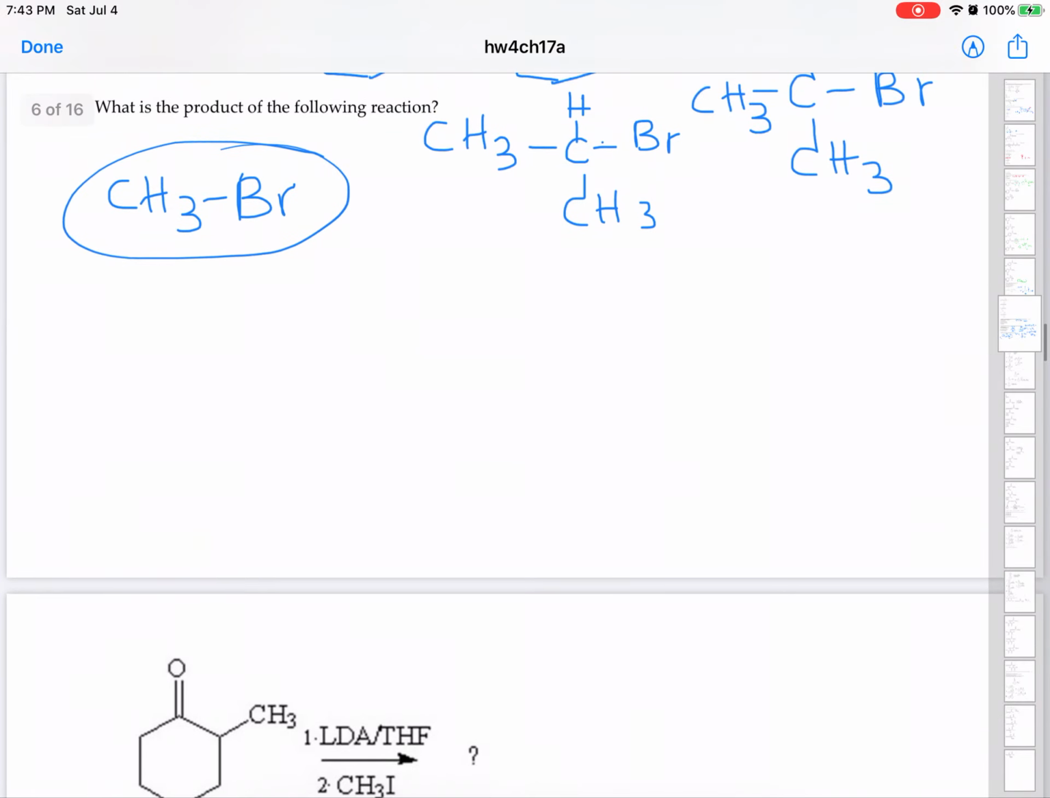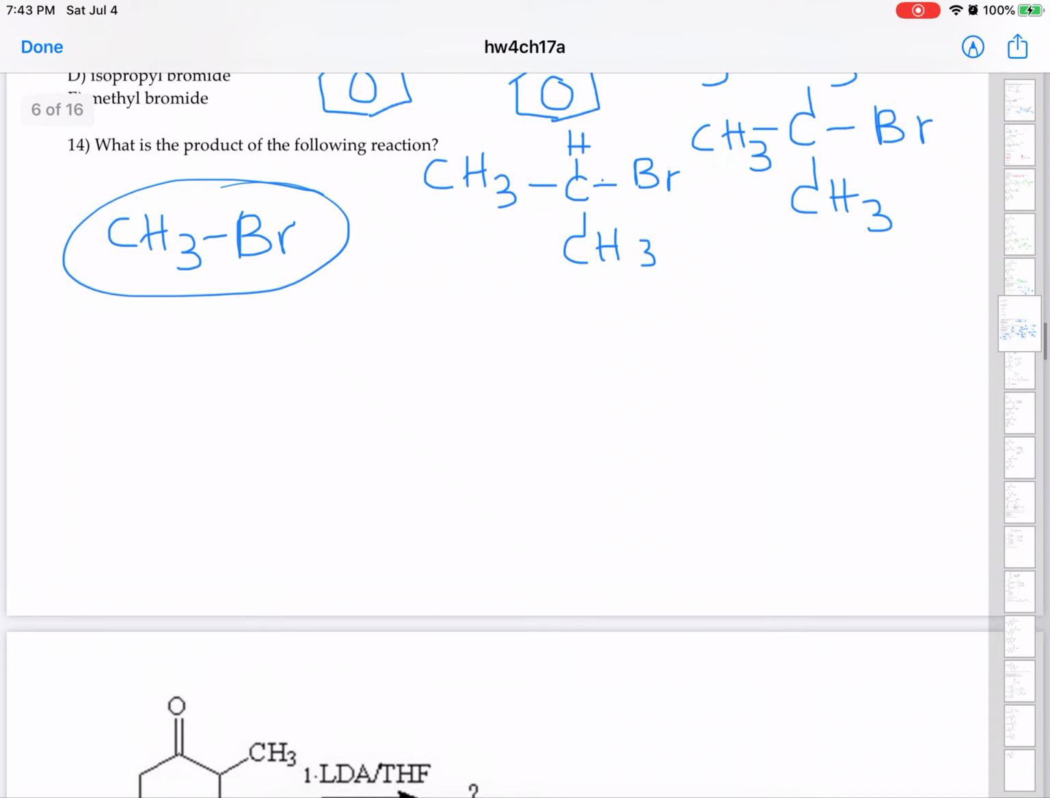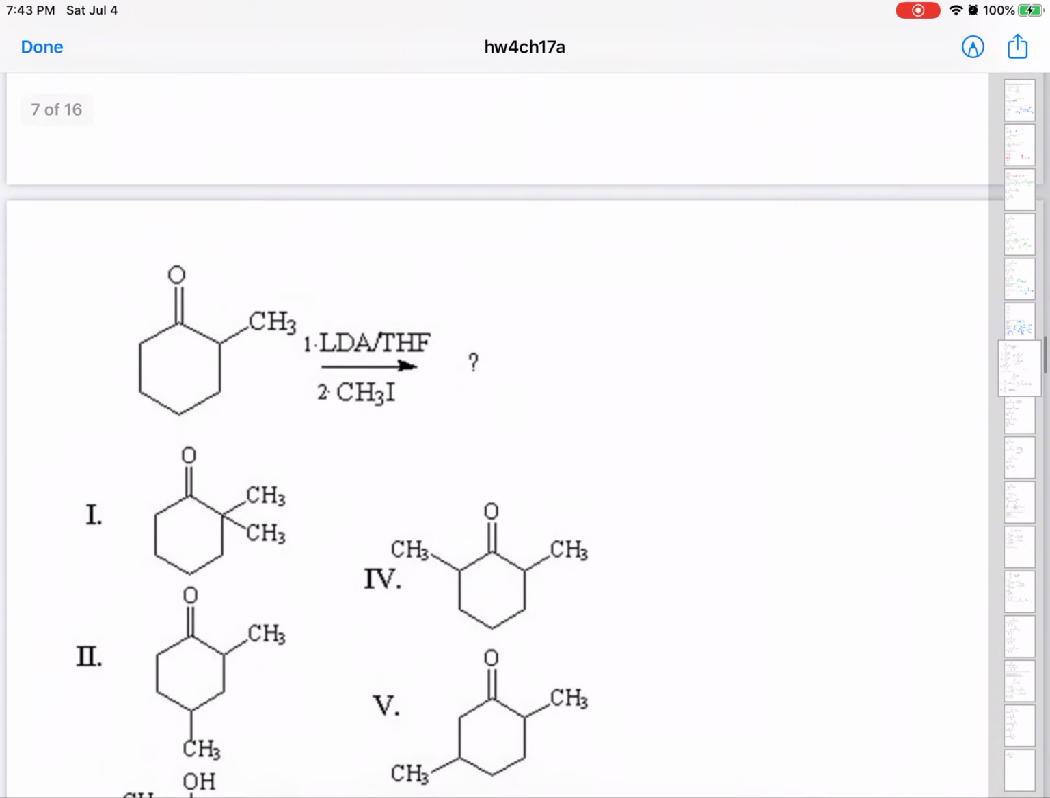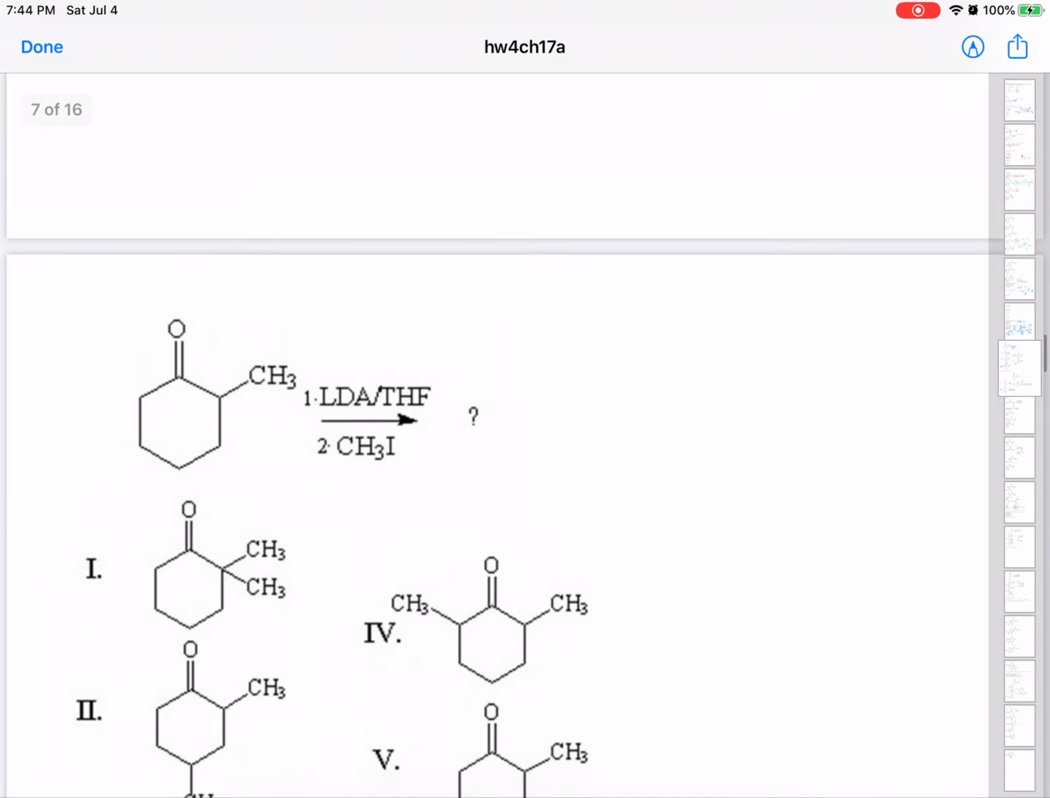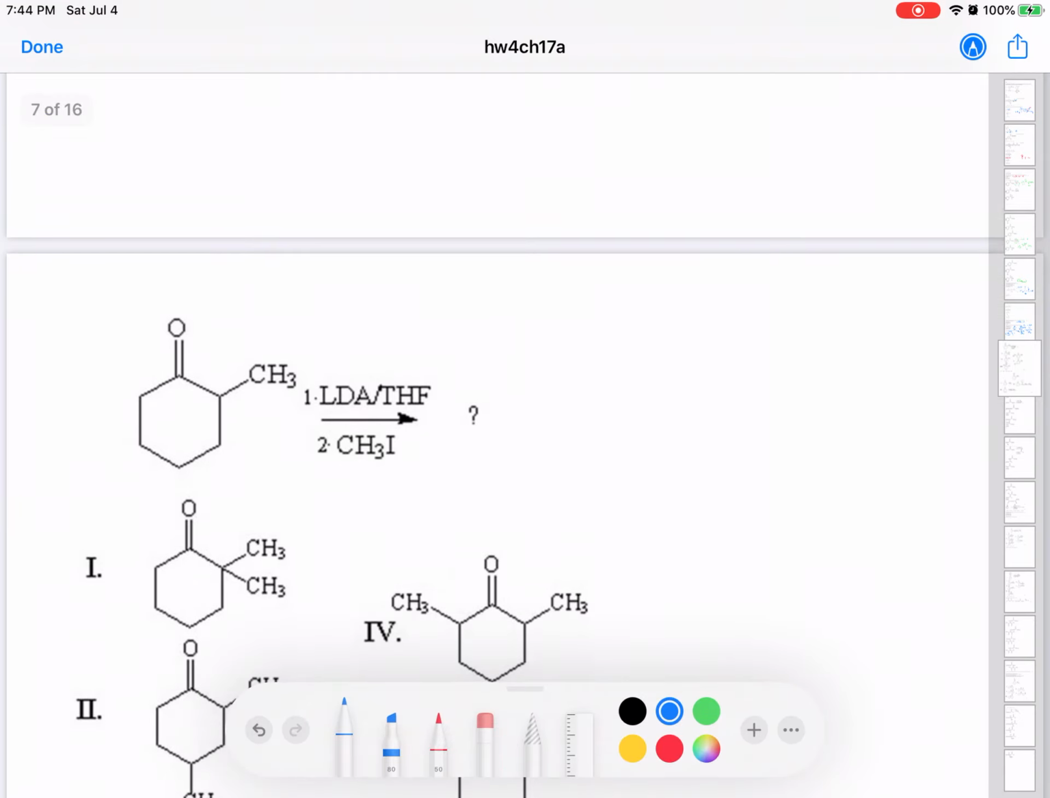Okay, so the next one. What is the product of the following reaction? Now we are using LDA to form the enolate in the presence of tetrahydrofuran, THF, which is a solvent, and in the second step you are adding methyl iodide. Now LDA is a little bit bulky base. So if the base is bulky, it's a strong base. Where do you think that it's easy for it to get the hydrogen removed?